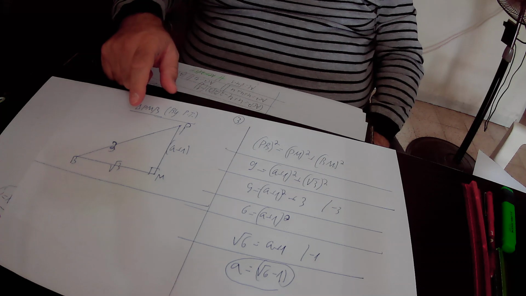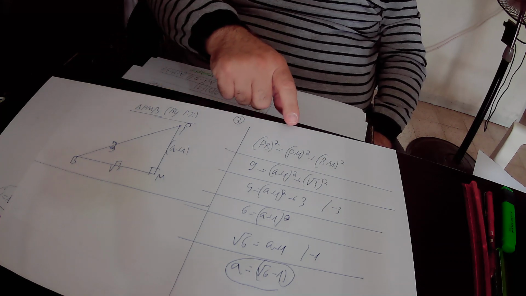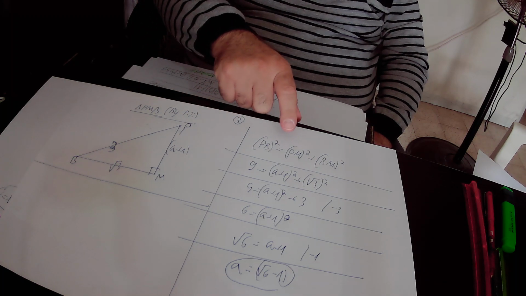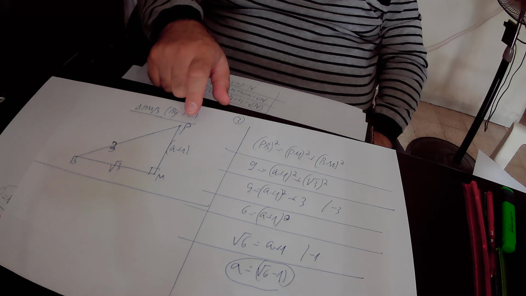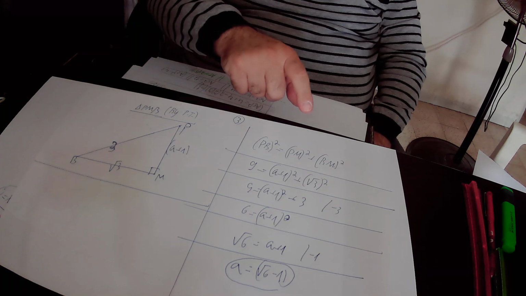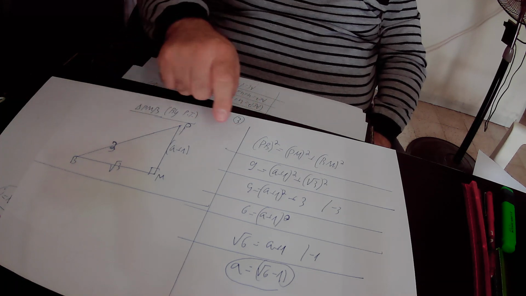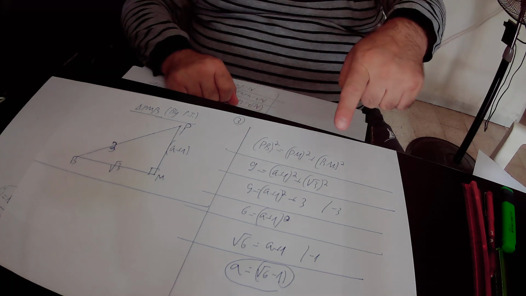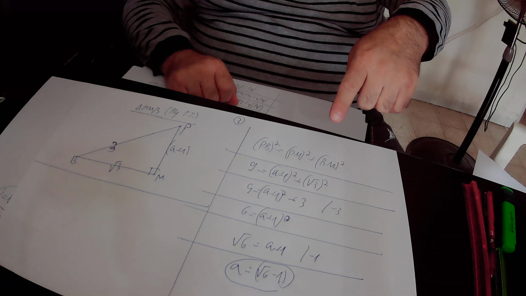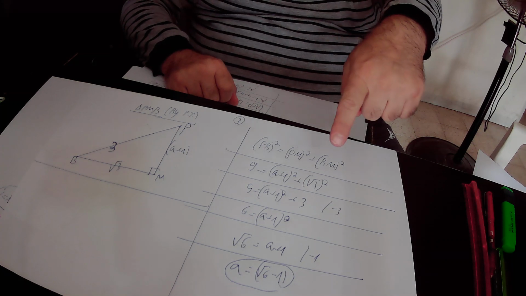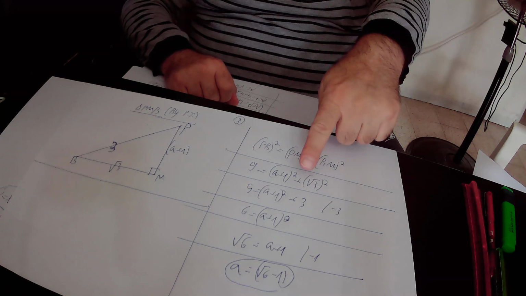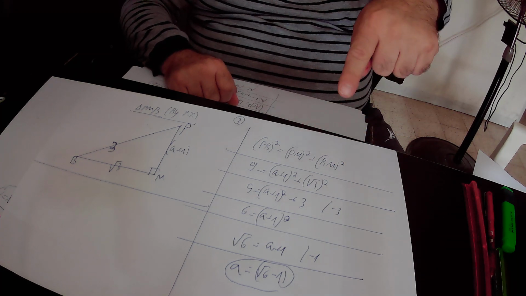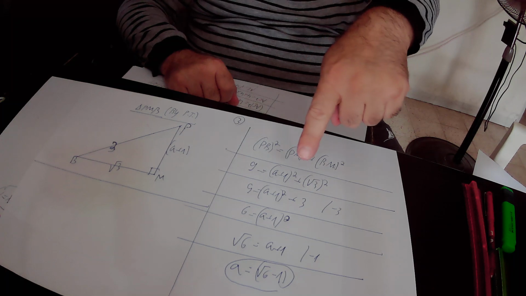PB equals 3, therefore PB squared is 3 squared, that is 9, and it is equal to PM squared. PM is a plus 1, therefore PM squared is (a plus 1) squared, plus BM squared. BM is equal to the square root of 3, therefore BM squared is the square root of 3 squared. So we found that 9 equals (a plus 1) squared plus the square root of 3 squared, and the square root of 3 squared is 3. Here we subtract 3 from this equation. 9 minus 3 is 6. Therefore we get that 6 equals (a plus 1) squared.